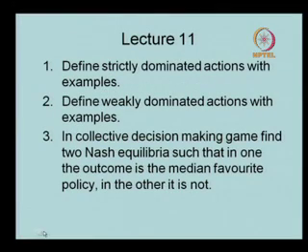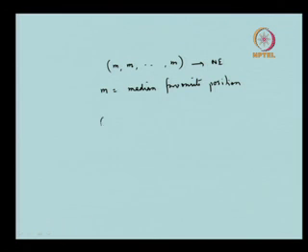Another example when it is not. Suppose everyone announces x1 star, which is the favorite policy of the first player. In this case, again, this is a Nash equilibrium, because I cannot change my action and change the outcome. But here, what is the outcome? Outcome is x1 star, which is not equal to M. So, this is an example. That's it.